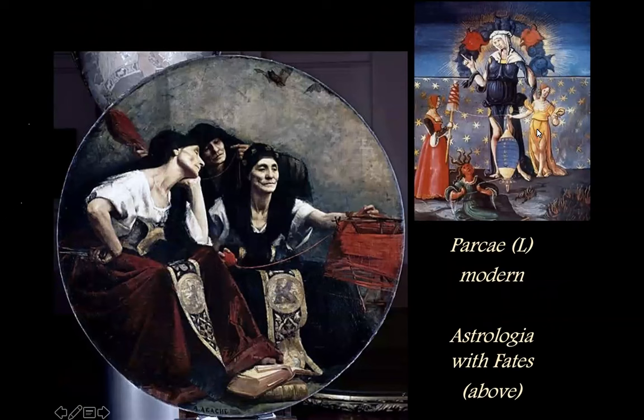And then here again, this one shows Astrologia in the background. Here's Clotho with a gigantic spindle, Lachesis, and then Atropos shown as a Medusa breaking the thread.